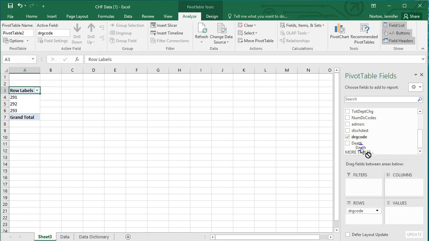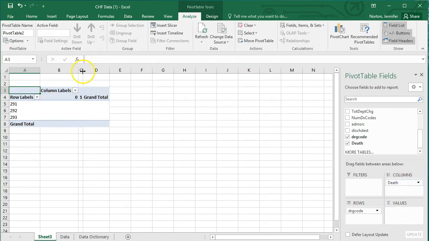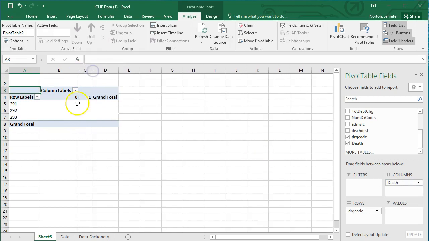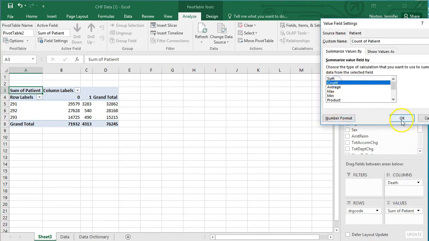And then we are looking at our columns. So the other information we want to look at is death. I put that in the wrong place. We want it as our column headings. So we want to separate out our patients that have died and our patients that didn't die. And now we want our patients. And remember I said last time it automatically sums it. We can change that value field to count.